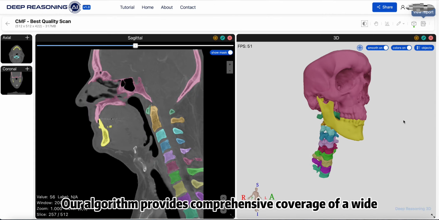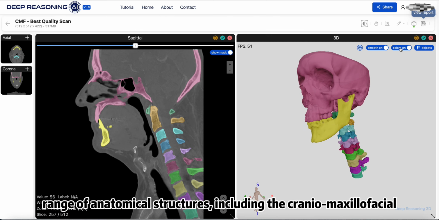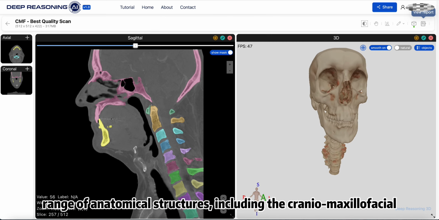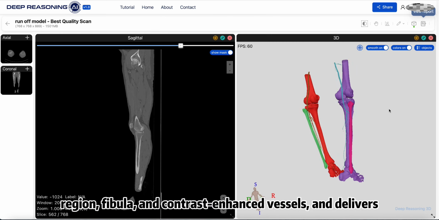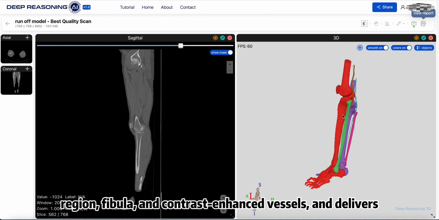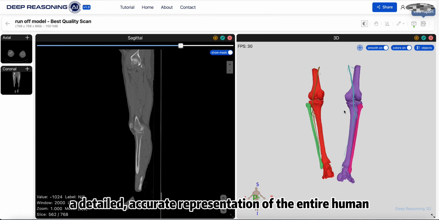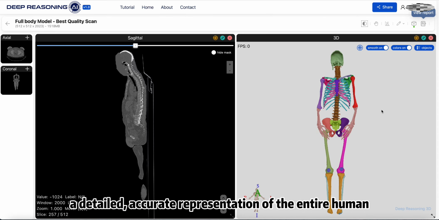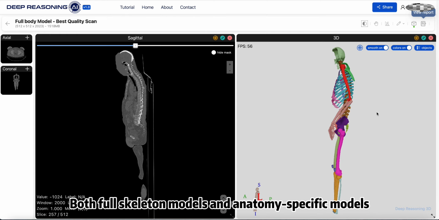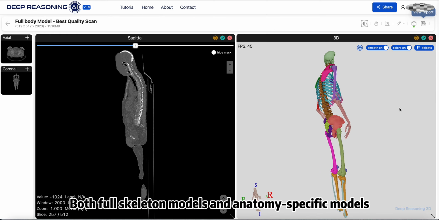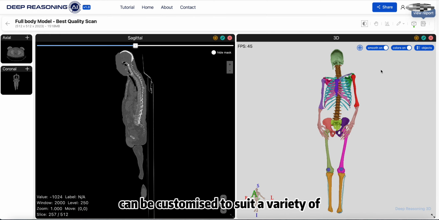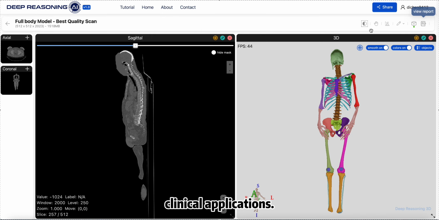Our algorithm provides comprehensive coverage of a wide range of anatomical structures, including the cranio-maxillofacial region, fibula, and contrast-enhanced vessels, and delivers a detailed, accurate representation of the entire human skeleton. Both full skeleton models and anatomy-specific models can be customized to suit a variety of clinical applications.